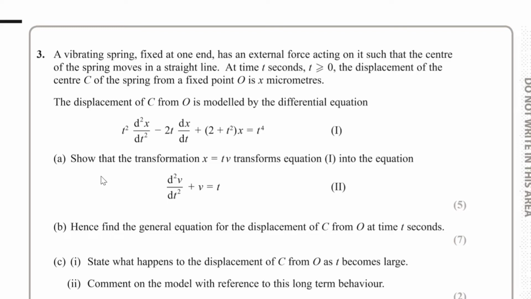For part A, we have to show that the transformation x equals tv transforms this equation into d squared v over dt squared plus v equals t. For us to do this question, what we would have to do is differentiate this over here, and then with that we can differentiate that again and then substitute into here. We want to replace the x's essentially with v's.